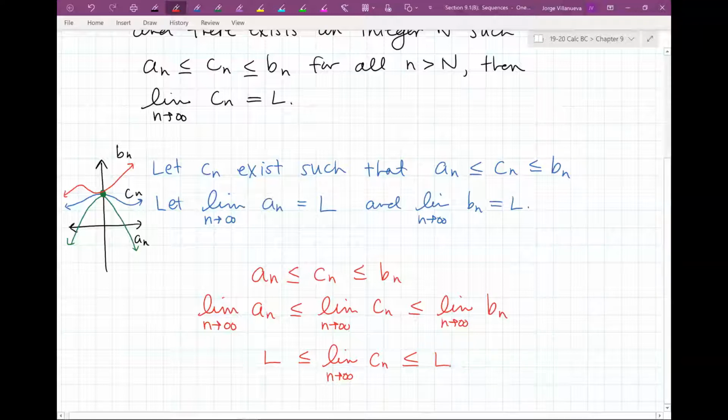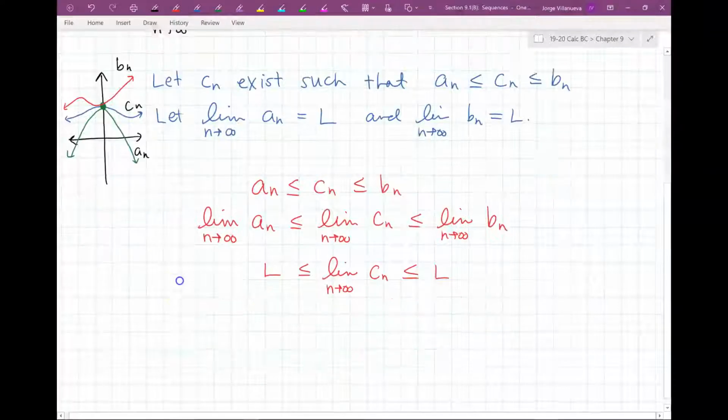So look at the inequality. The limit as n approaches infinity of c sub n has to be bigger than or equal to L, but it has to be less than or equal to L. So what's the only option for it? What does it have to be? If you look at the limit in the middle, notice how it has to be bigger than or equal to L, but less than or equal to L. It has to be L. It gets squeezed, right? It has no other choice.